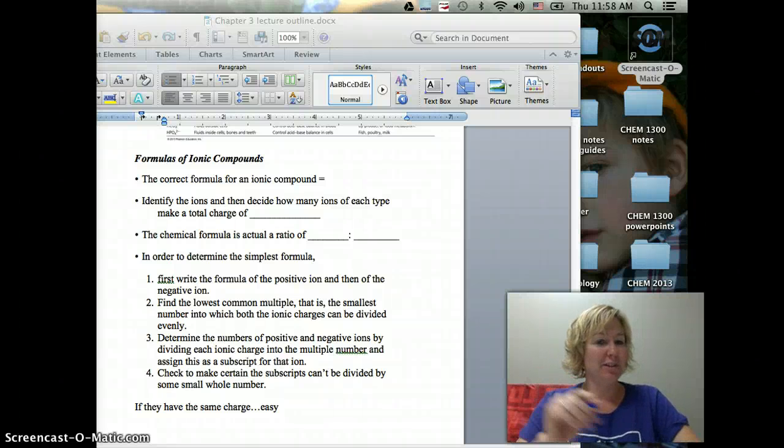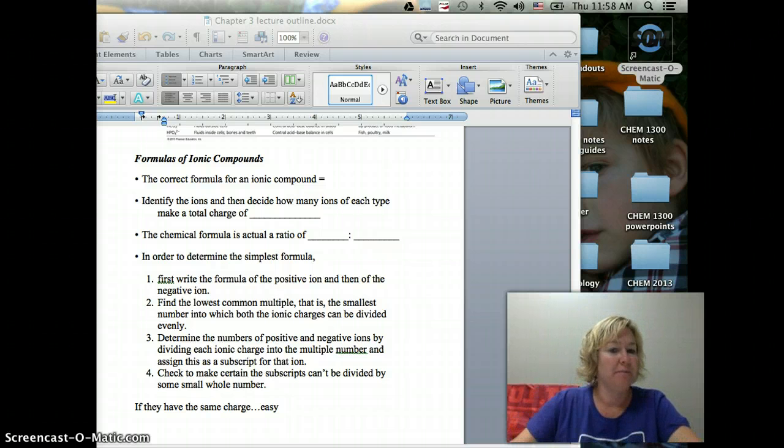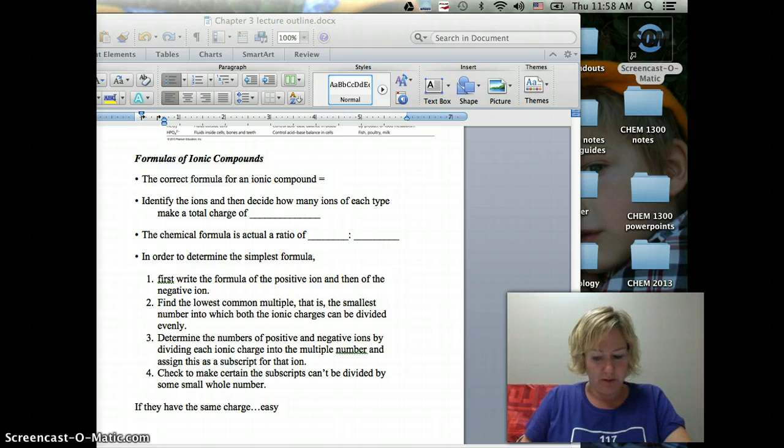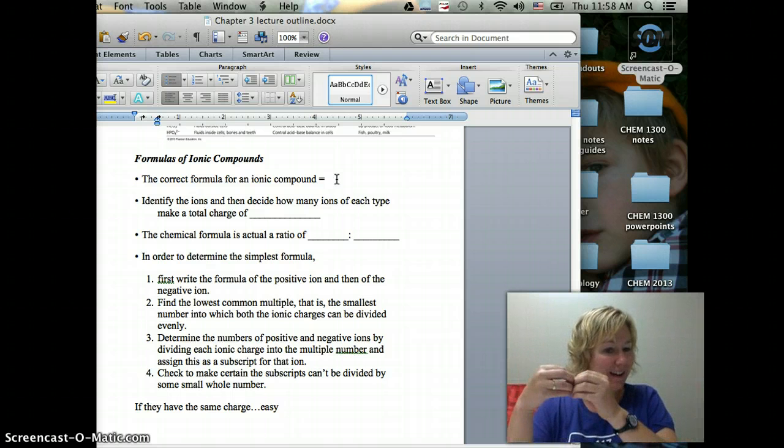Formulas of ionic compounds. I know you watched the second video right away because you were so excited about this part. Okay, the correct formula for an ionic compound. You're wondering, why do we do this? So basically, earlier we talked about ions, and now we're putting them together to make ionic compounds.